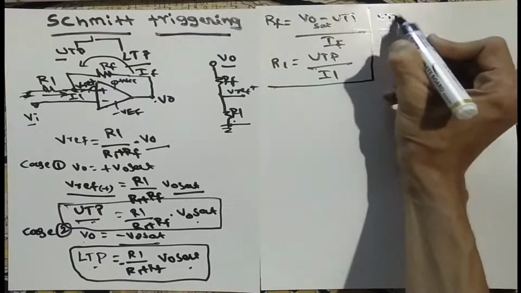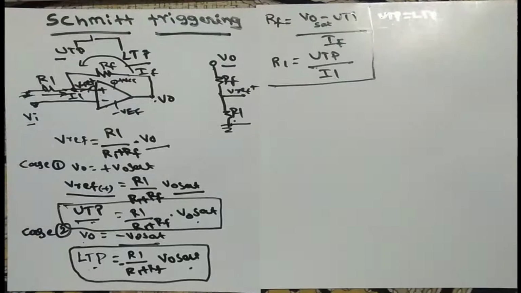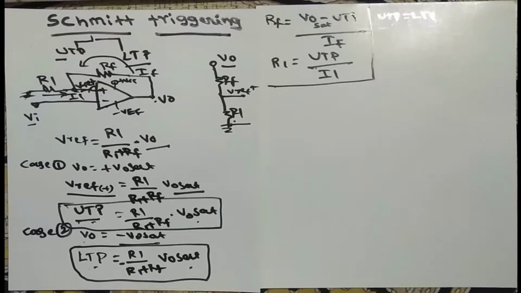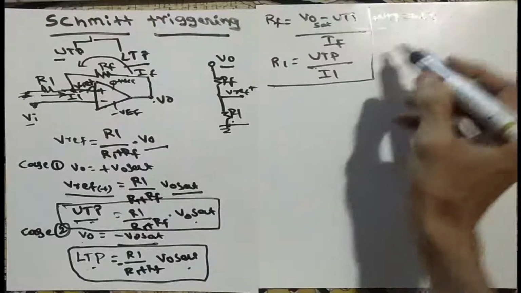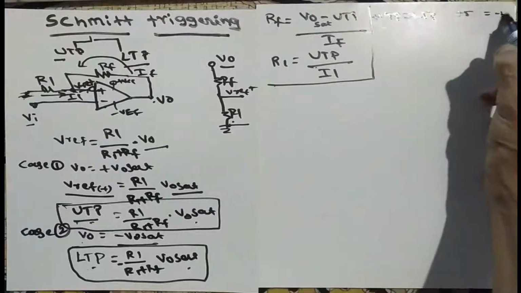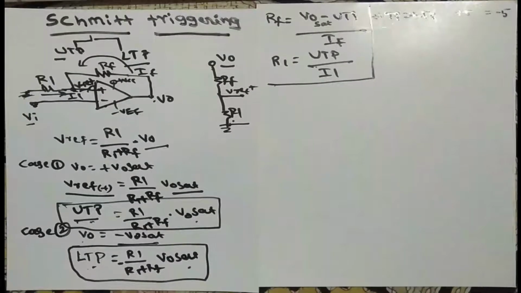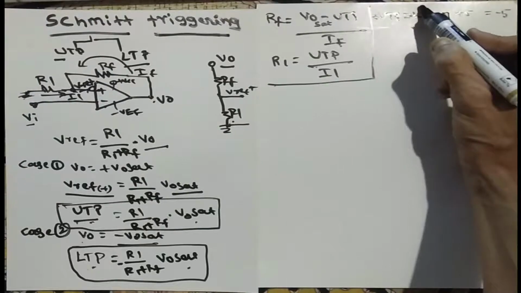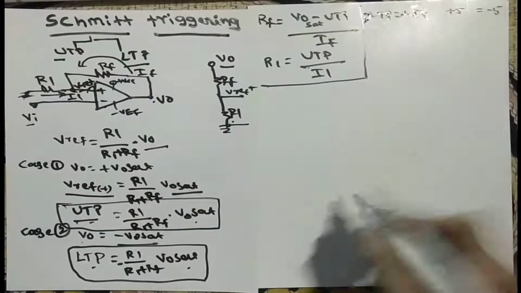One is we can say that UTP is equal to LTP. That means we have two V reference points, and the two points should be equal, one positive point and one negative. So if you take plus 5, LTP is minus 5, something like that. Both are the same value, but positive and negative changes. That is what we call UTP equal to LTP. This is the first possibility or first type of the Schmitt trigger.